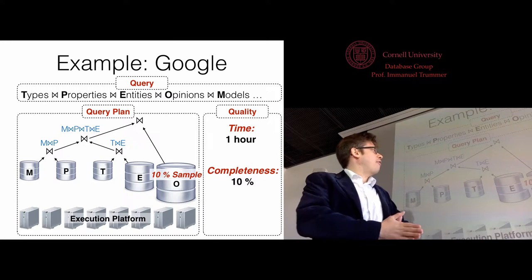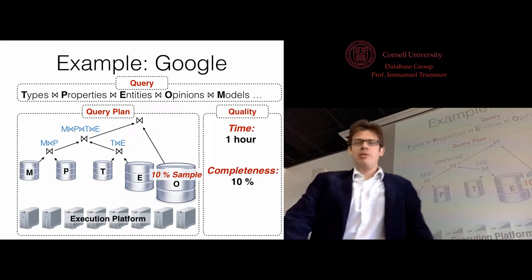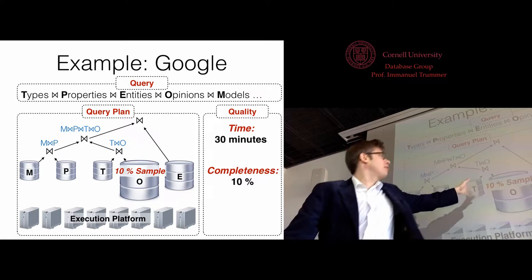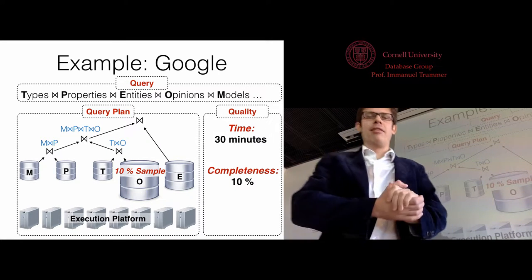And now I have actually changed the relative sizes of the input data sets. This means that perhaps the current join order is not optimal anymore. And by changing it like that, I can indeed reduce execution time to only 30 minutes.